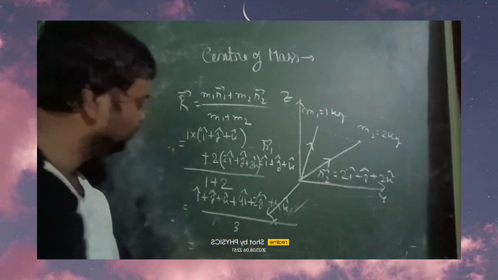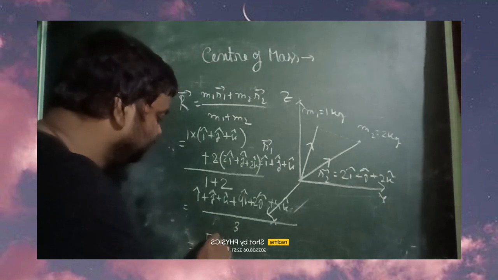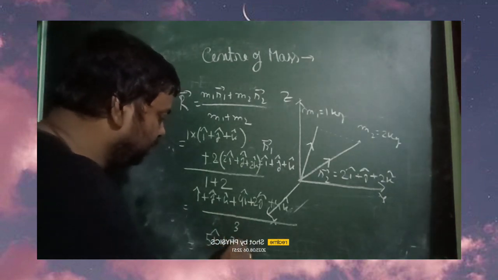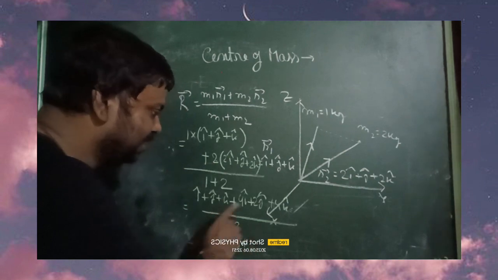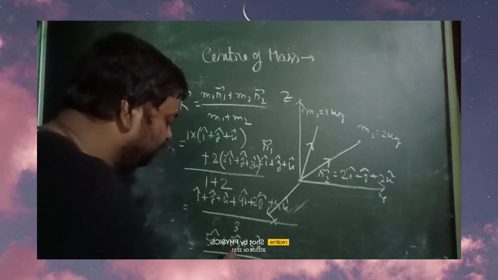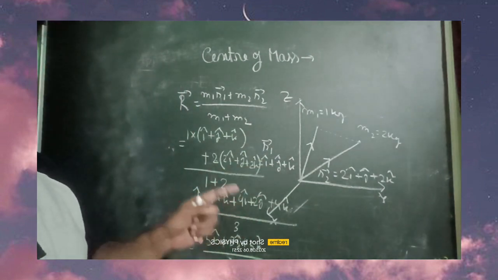Now that is equal to i hat plus 4 i hat is 5 i hat, plus j hat plus 2 j hat is 3 j hat, plus k hat plus 4 k hat is 5 k hat, by 3. That is the position vector of the center of mass of the two particles.